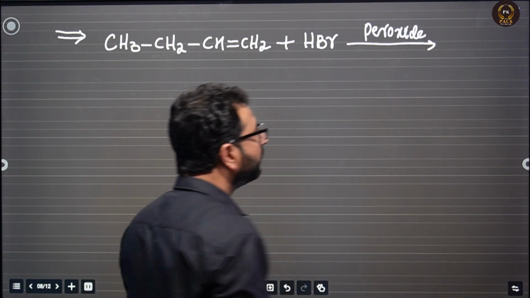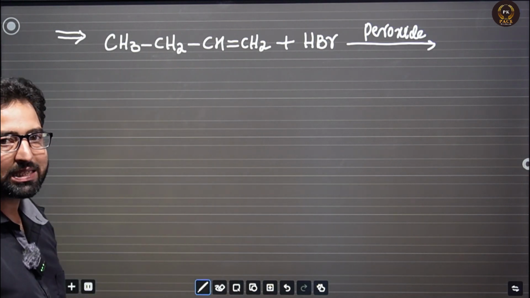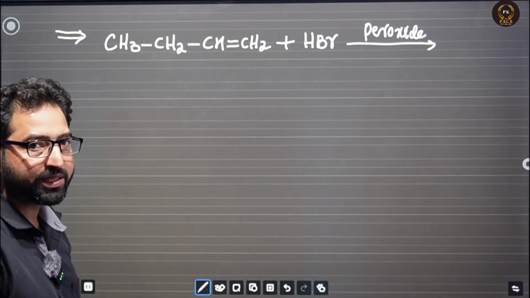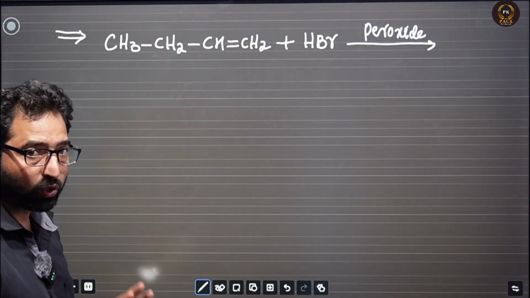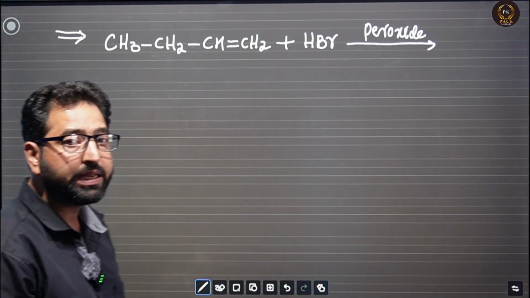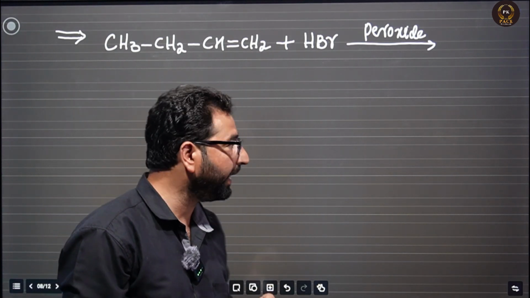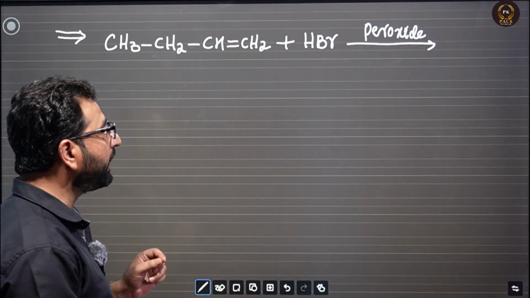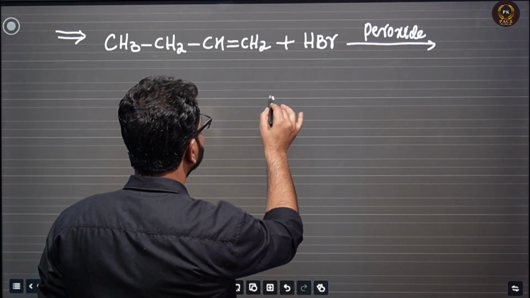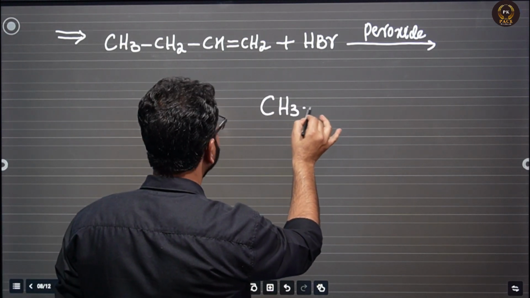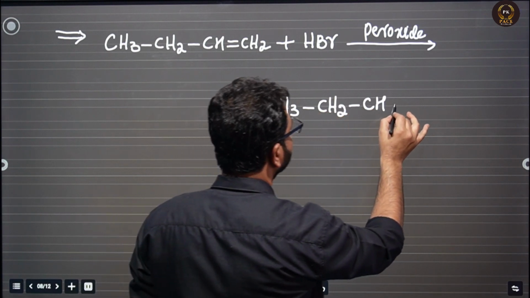Okay, now in the presence of peroxide, the HBr will attack on this alkene. This is an unsymmetrical alkene, but here Markovnikov's rule is not followed. It will proceed by anti-Markovnikov's rule. That anti-Markovnikov's rule we also call the peroxide effect, or we can say it is the Kharasch effect.